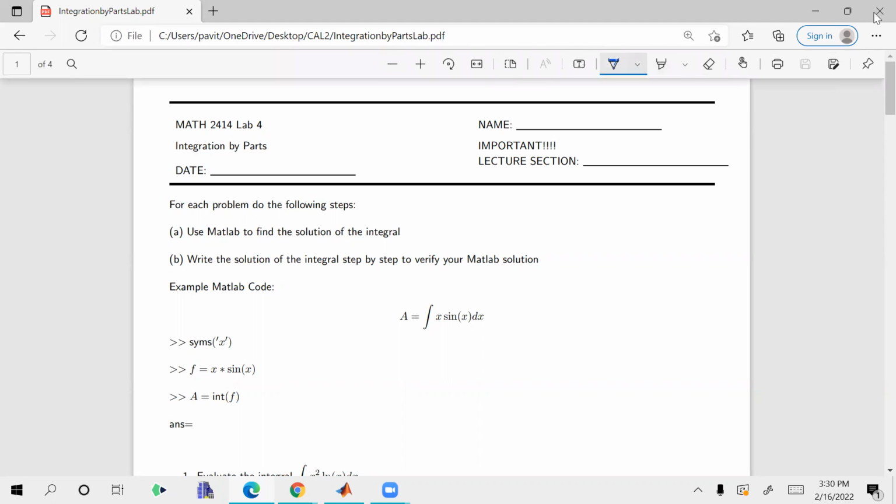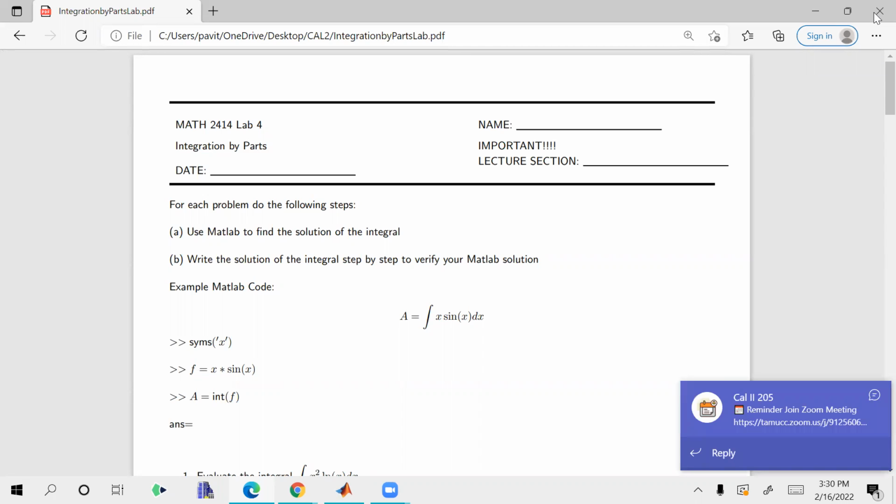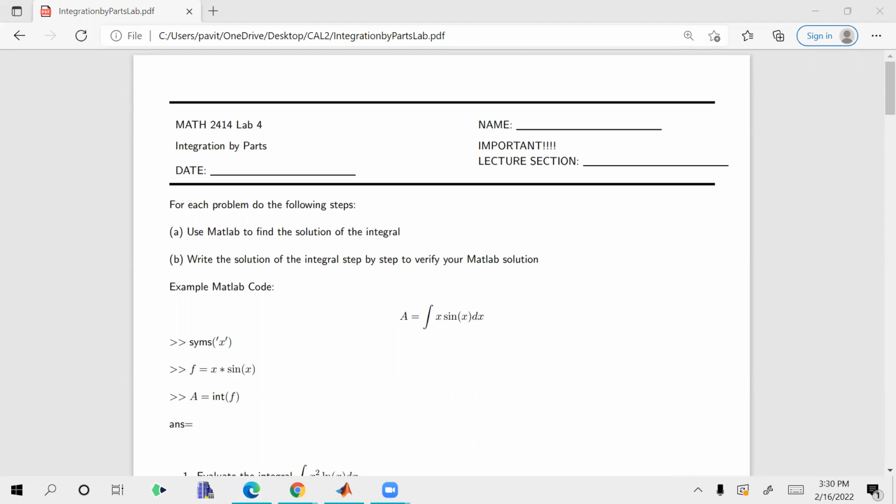Okay. Let's get started with lab 4. Now, if you have questions on lab 3, because it is due tonight, stay on the Zoom. I can take a look at your questions after I complete lab 4. Okay, sounds good. Fine. So let's get started with lab 4.